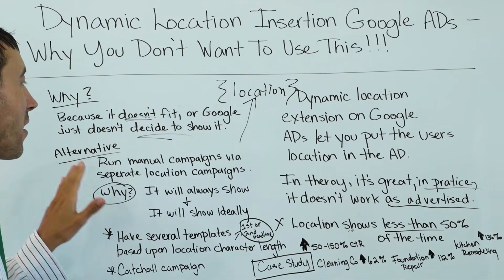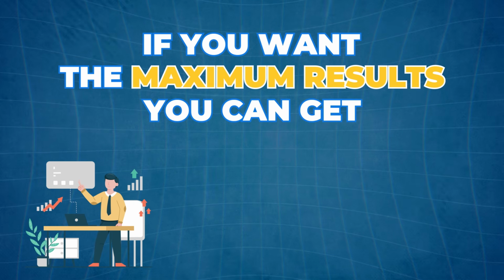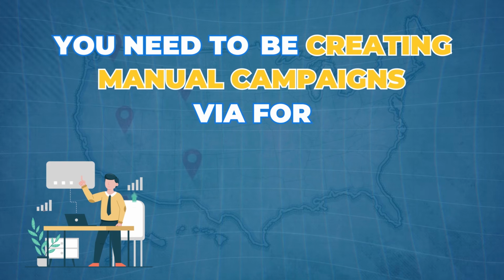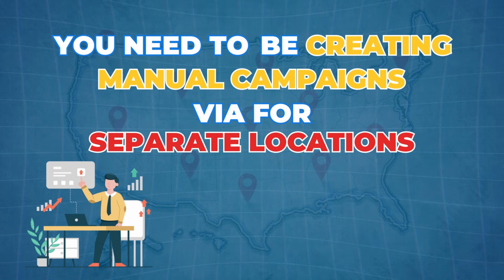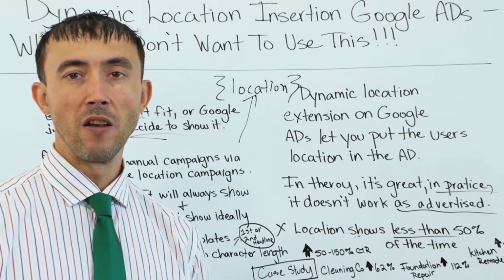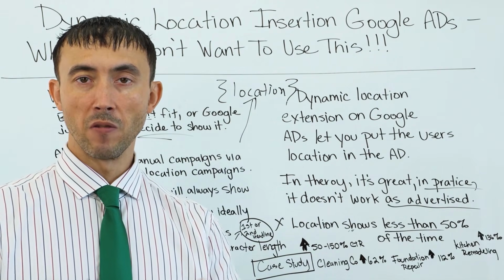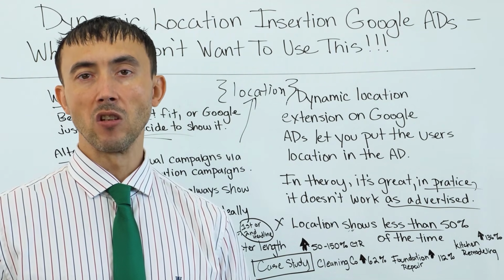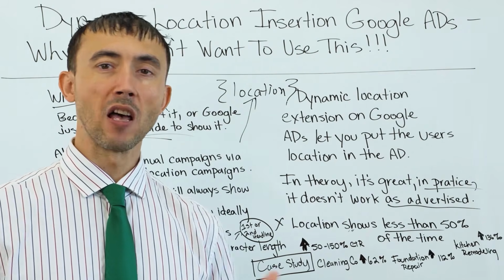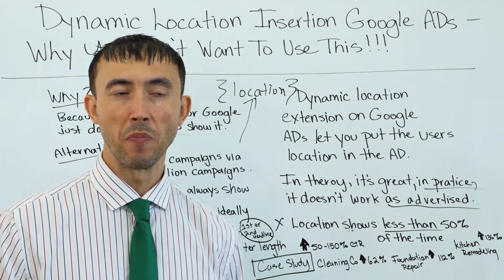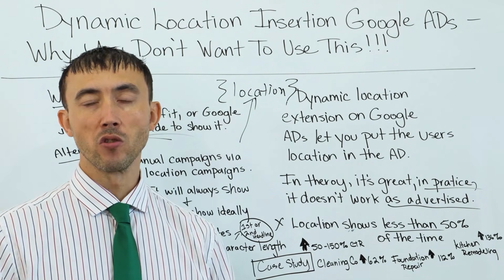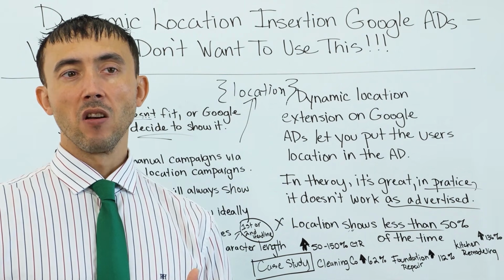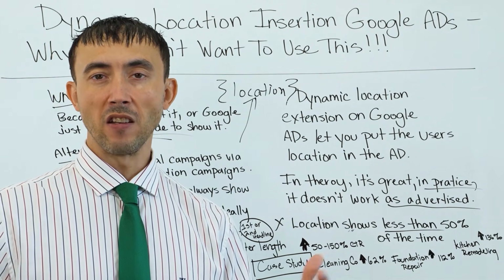So for that matter, if you want the maximum results you can get with your ads, you need to be creating manual campaigns for separate locations. So for every local service campaign that I run, where we go to the customer, not when the customer comes to us, like a doctor's office, a store where we sell home medical supplies for elderly people, or a furniture store, we don't use different campaigns for different cities, because ultimately it doesn't fit.